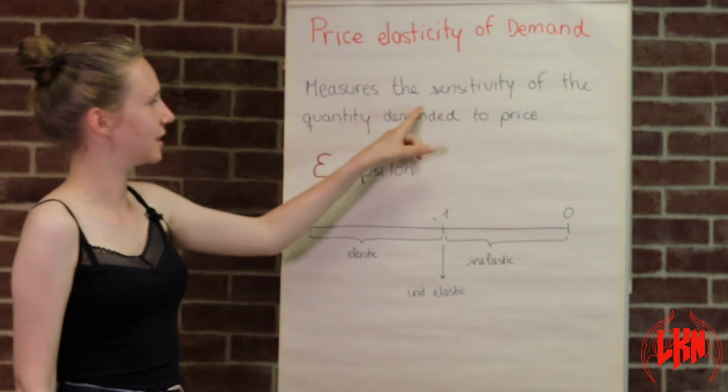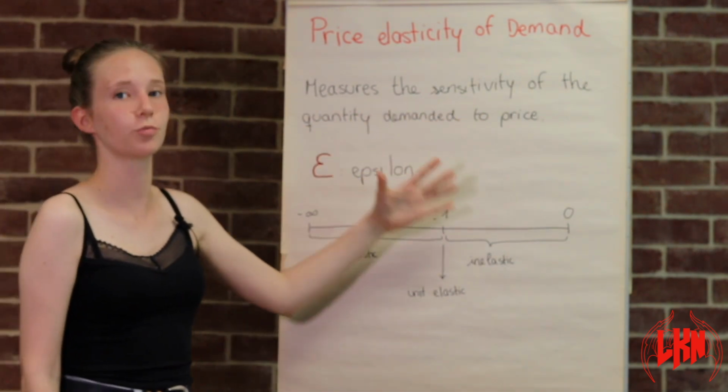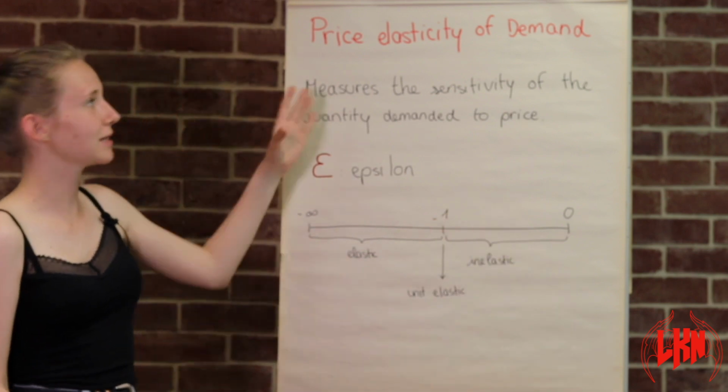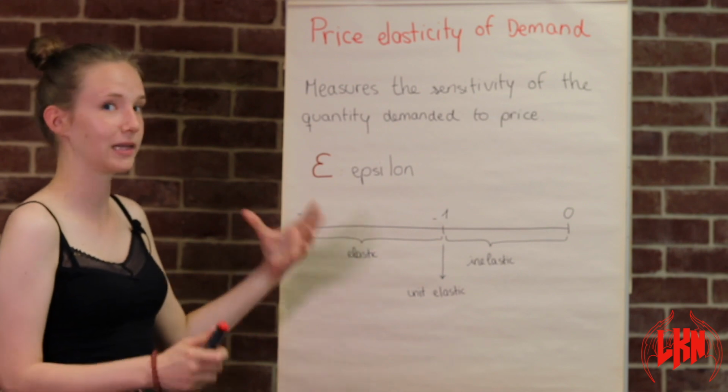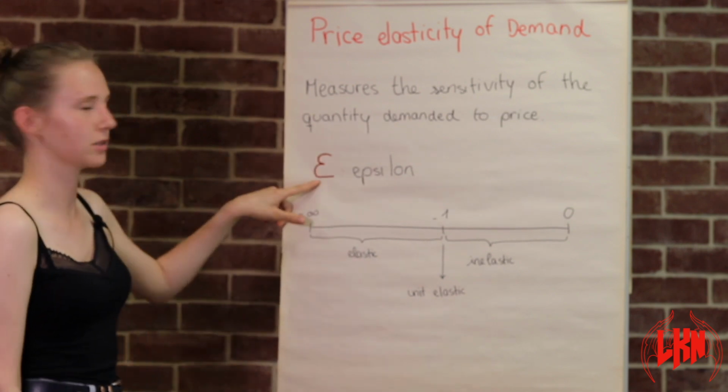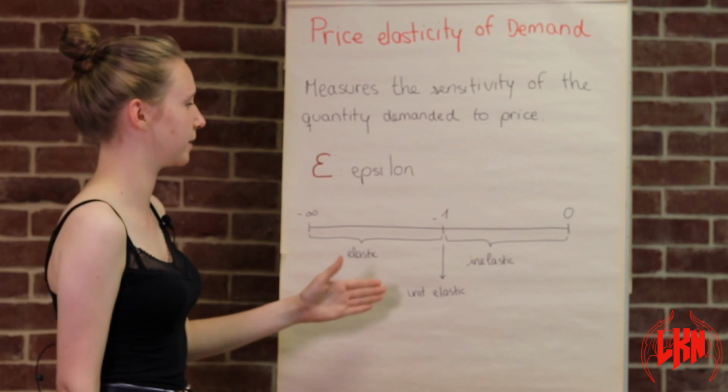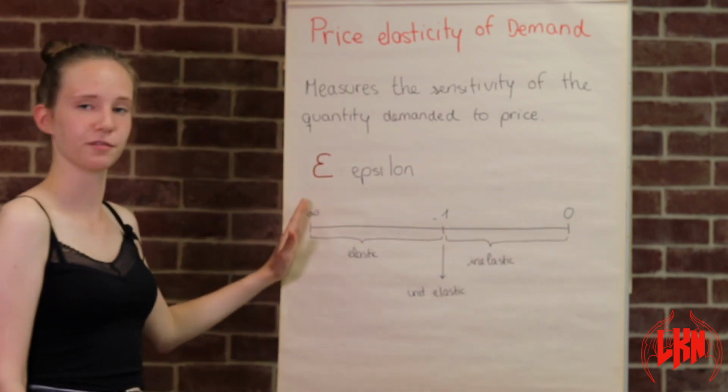It measures the sensitivity of the quantity demanded to price. The price elasticity of demand is represented by a Greek letter, epsilon, and this is the symbol. It's a value and it can be between 0 and minus infinity.